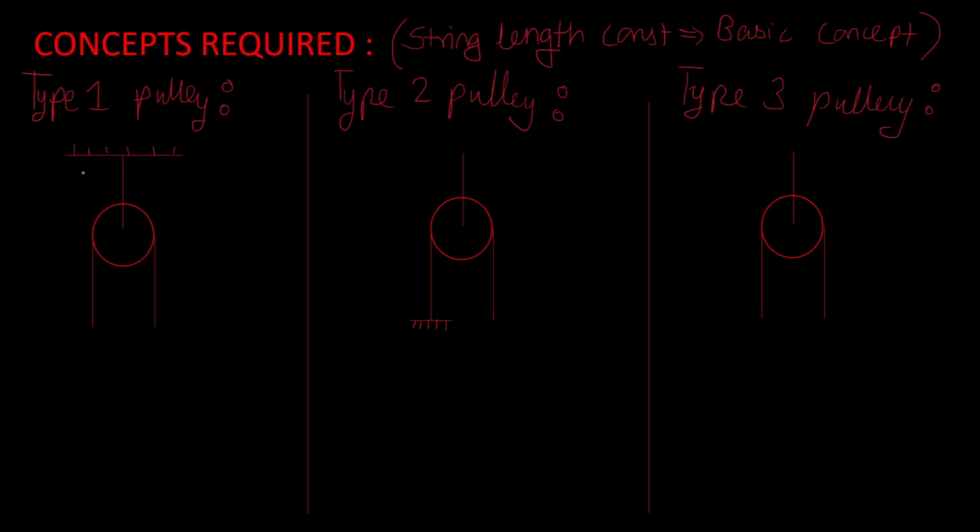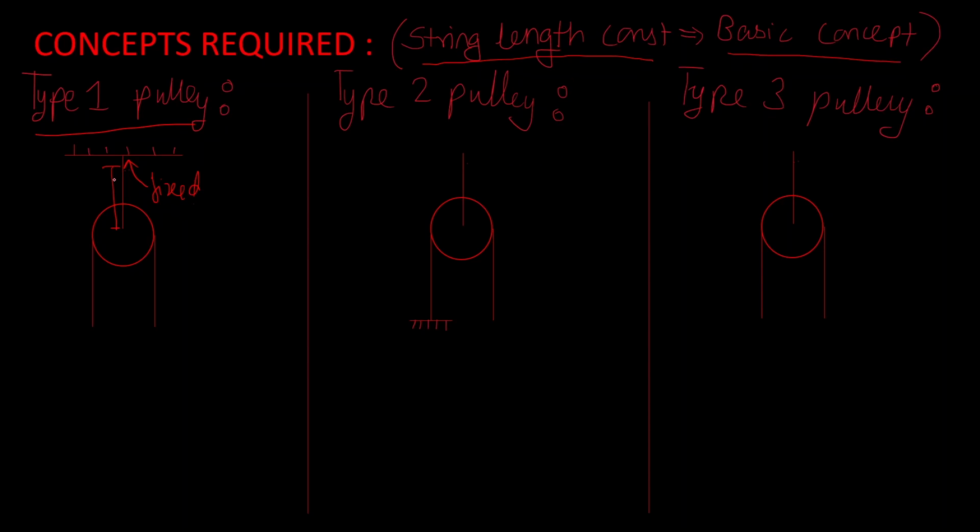There are three types of pulley arrangements that you need to analyze throughout your preparation for your competitive examination. So let us look at the type 1 pulley. In this type, the top part is fixed. Okay, so this length is fixed. Now also I need you guys to remember that the fundamental concept behind the three arrangements is that we have to take the string length to be constant. It can't be changed. It is an inextensible string. So that is the fundamental concept behind all three types of pulleys.